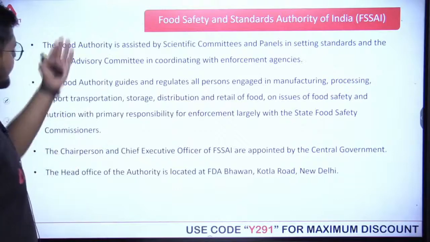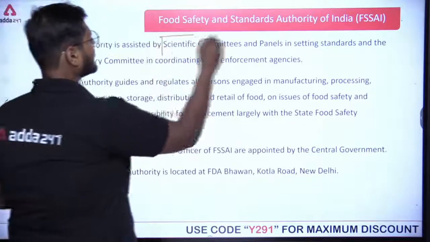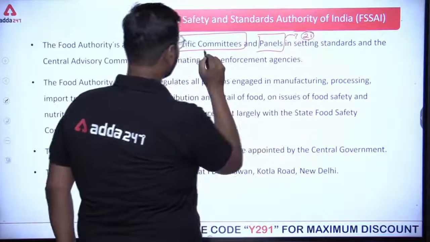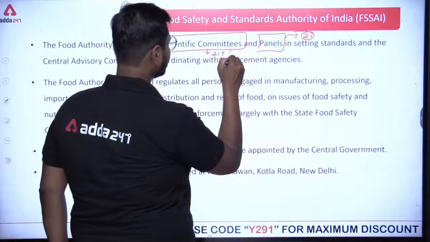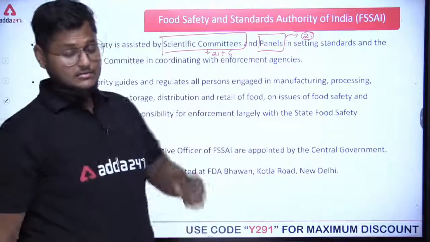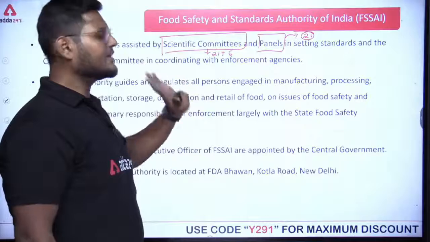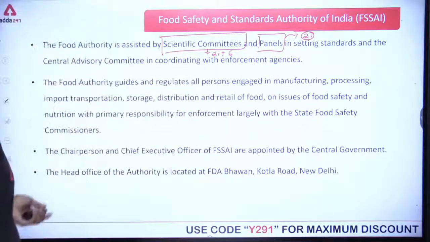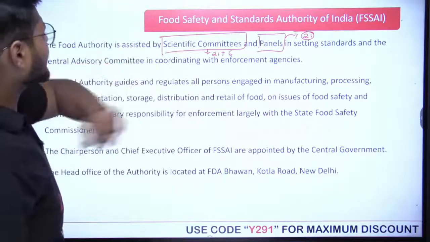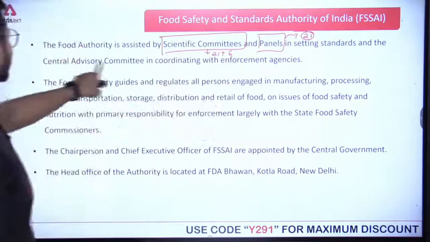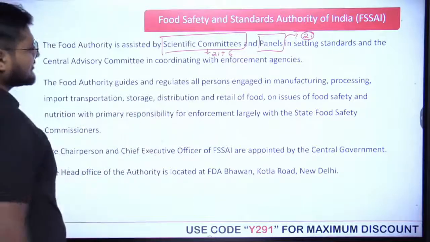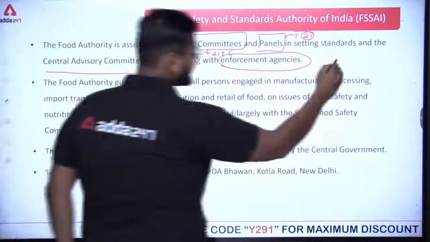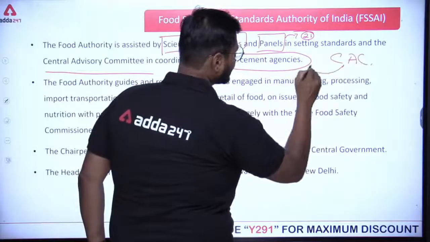Next, the Food Authority is assisted by scientific committees and panels. There are in total 21 panels plus 6 independent scientists, and I will talk in detail about these also, but today it's only for your introduction or idea. The Food Authority is assisted by scientific committees and panels in setting standards, and the Central Advisory Committee in coordinating with enforcement agencies. So the Central Advisory Committee helps in coordinating with the enforcement agencies.